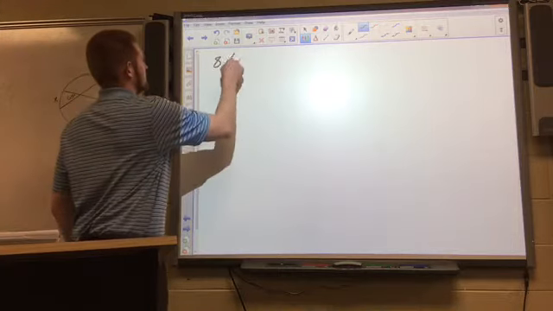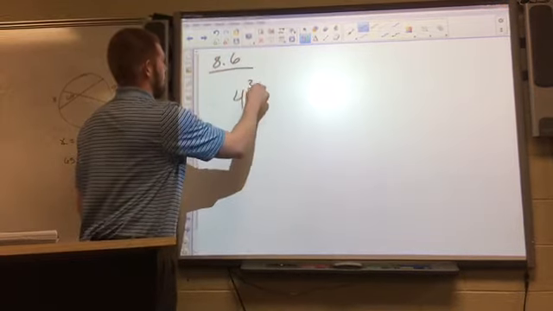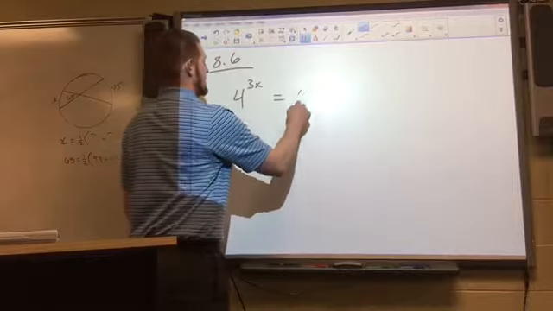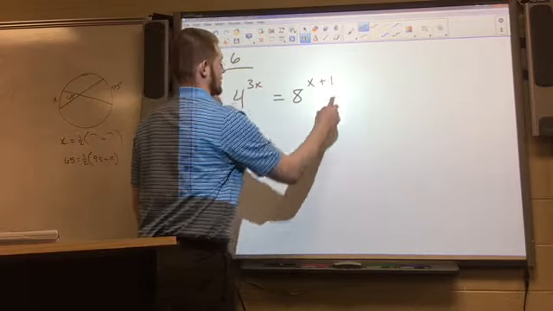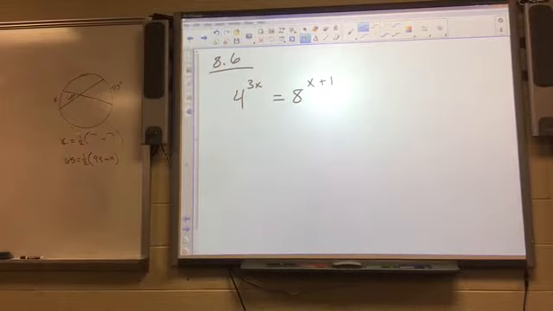8.6. Example 1, they give us 4 to the 3x equals 8 to the x plus 1. What we are trying to do is figure out what x equals.